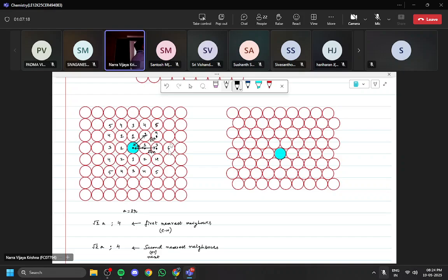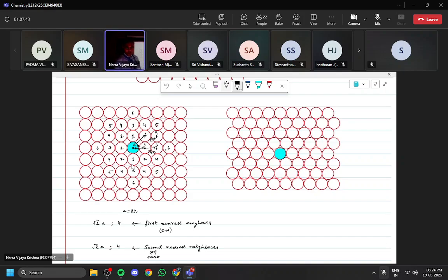Compared to this, is it lengthier or not? So obviously this is 6. Then this is 6. This is 6. This is 6. Acceptable? At a distance of root 9a, that is 3a means root 9a, right? Respond.